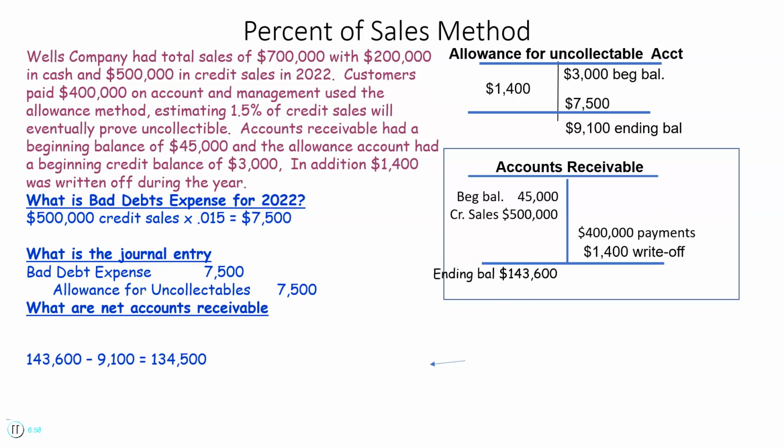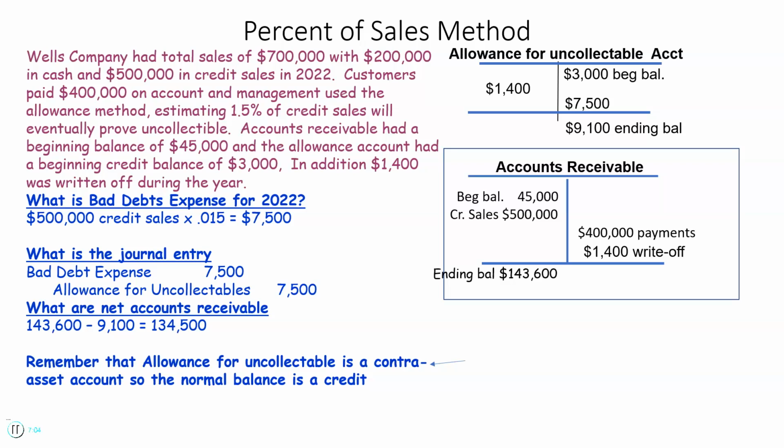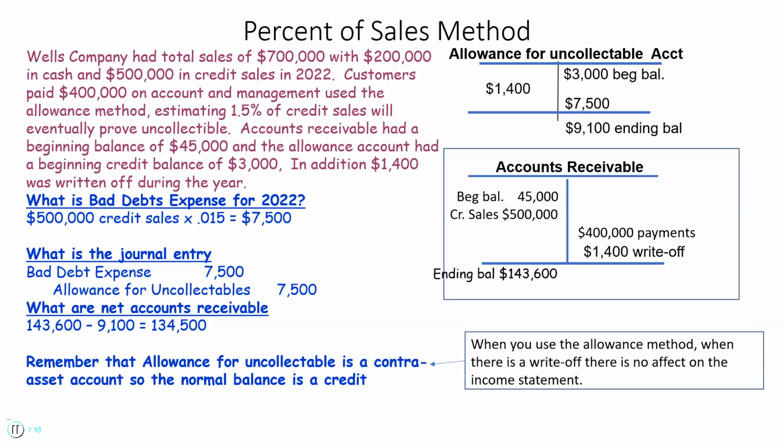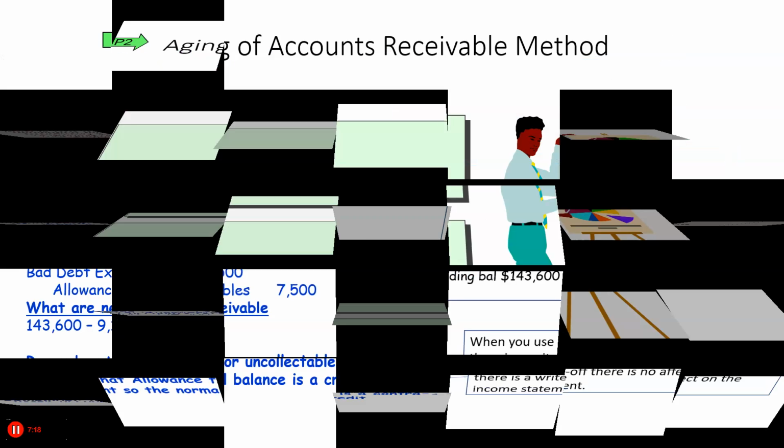What are the net accounts receivable? It's going to be 134,500. Remember that the allowance for uncollectibles is a contra asset account, so the normal balance is a credit. And when you use the allowance method, when there is an actual write-off, there is no effect on the income statement. Now let's look at aging of receivables.